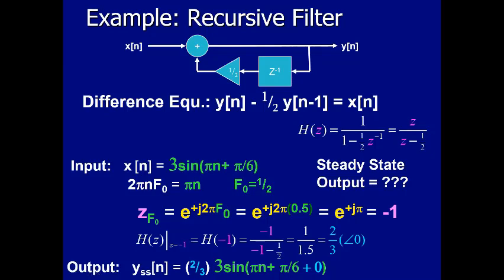So we can start with either H of f or H of z. If we have H of z, we can either jump to H of f or just figure out what z position we are at by relating the angle on the unit circle to f0, get that complex value for z, plug it into H of z, and we'll get the complex frequency response value for the frequency that we evaluated.